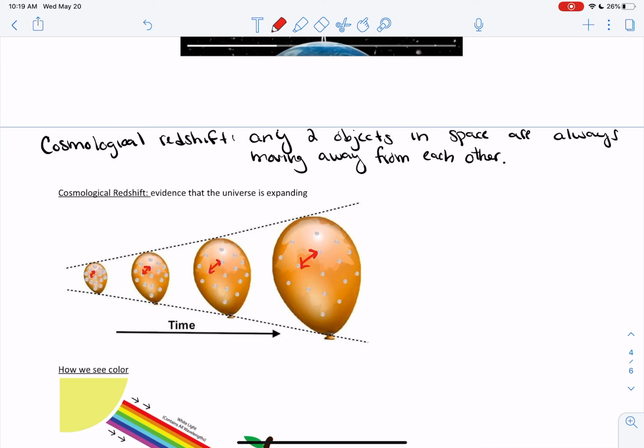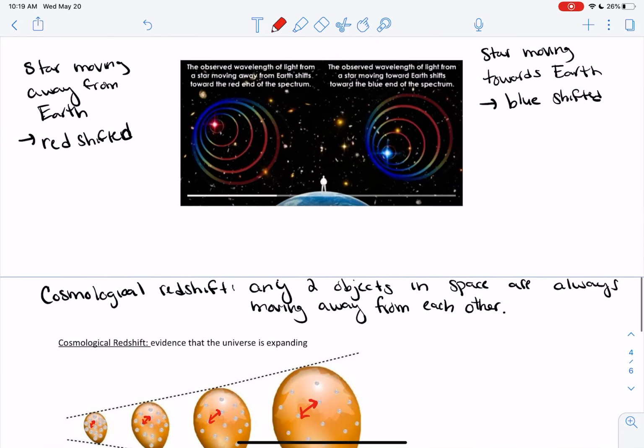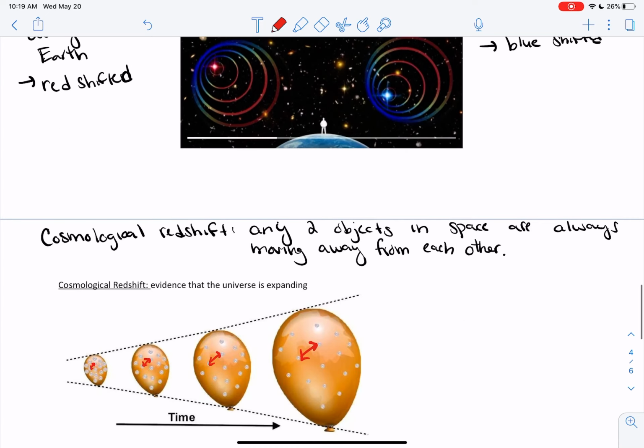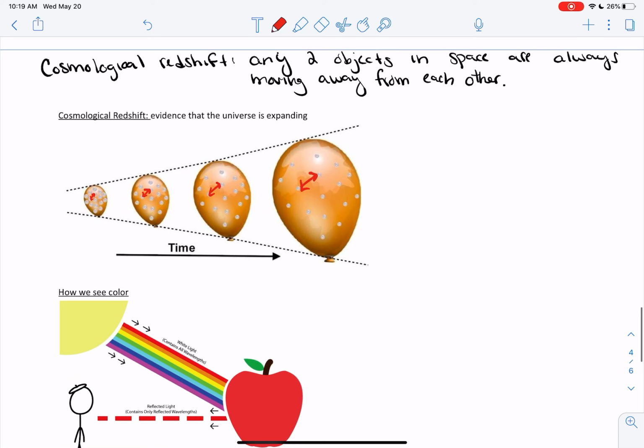We're not going to go super deep into cosmological theories and the universe expanding, but I want you to know what cosmological redshift is and how it's different from Doppler effect, redshift, blueshift, okay? Doppler effect is mostly used to just show how stars are moving towards or away from the Earth, whereas cosmological redshift is this evidence that the universe is expanding.